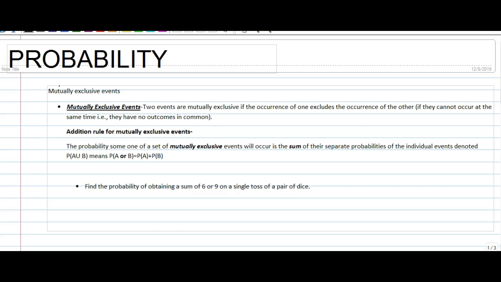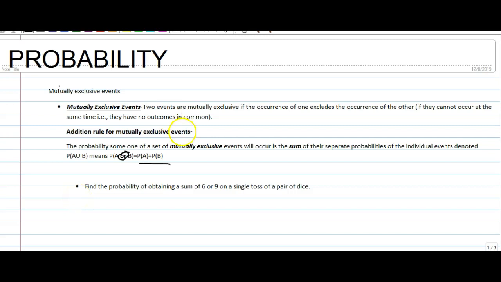In general, if you're trying to determine the probability some one of a set of mutually exclusive events will occur, then that will be equal to the sum, not the product, but the sum of their separate probabilities. And again, notice that in this case, you see the connective or. So these connectives are very important. In general, if you see the connective or, then the events are mutually exclusive, and you're going to take the sum of their separate probabilities.